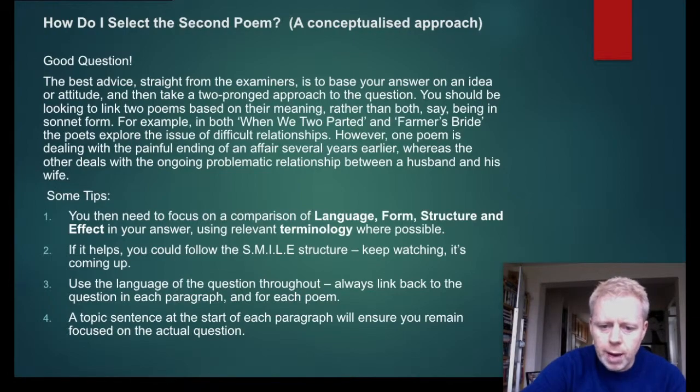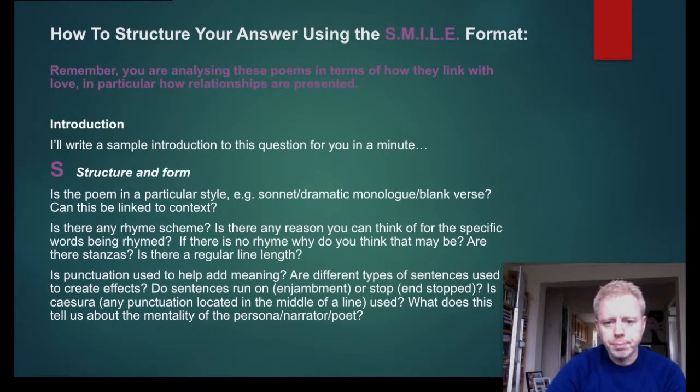Use the language of the question throughout. Always link back to the question in each paragraph and for each point. And a topic sentence at the start of each paragraph will ensure that you remain focused on the actual question. Okay, so some little tips there.